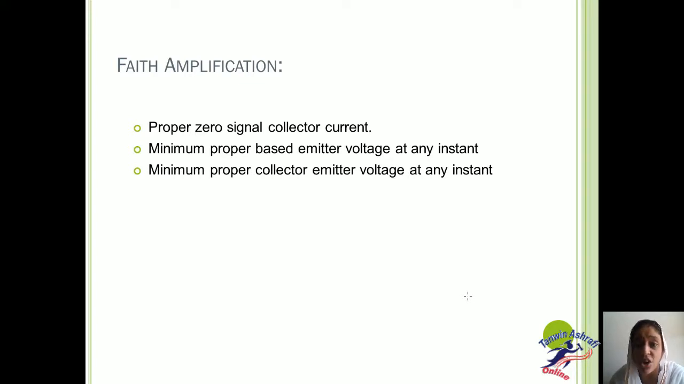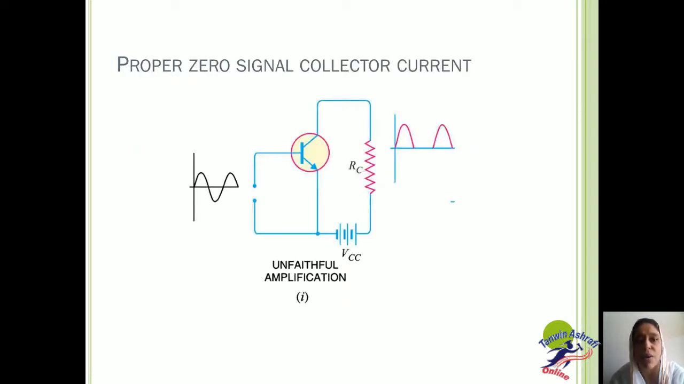To ensure this, the following basic conditions must be satisfied: proper zero signal collector current, minimum proper base emitter voltage at any instant, and minimum proper collector emitter voltage at any instant. Proper zero signal collector current. What do we mean by this?